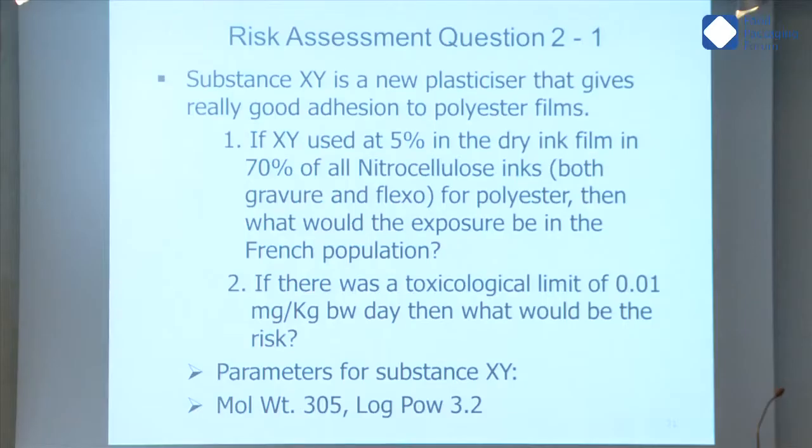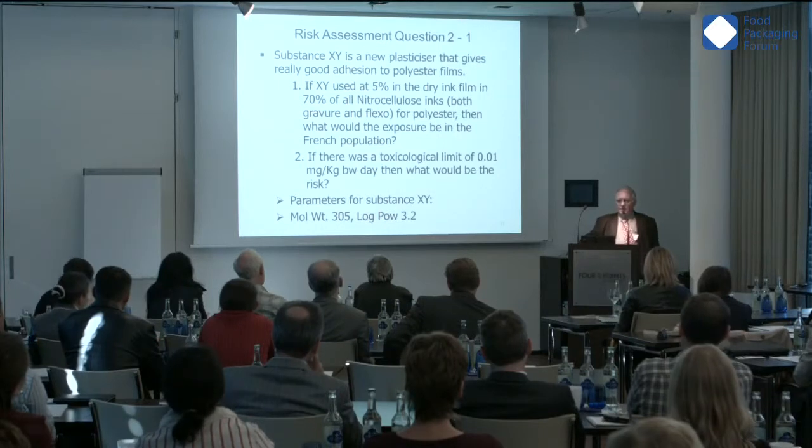Now let's look at another question. We've already said that for a new substance and NIAS, the approaches are very similar. So let's take a new substance now. I'm developing a new product, and it's a new plasticizer that gives really good adhesion in polyester films. And I'm using it at 5% in a dry ink film of 70% of all nitrocellulose inks, both gravure and flexo for polyester. What would be the exposure for the French population? And in this case, I've got a toxicological limit of 0.01 milligrams per kilo body weight. The parameters we know because it's a substance we're deliberately adding.